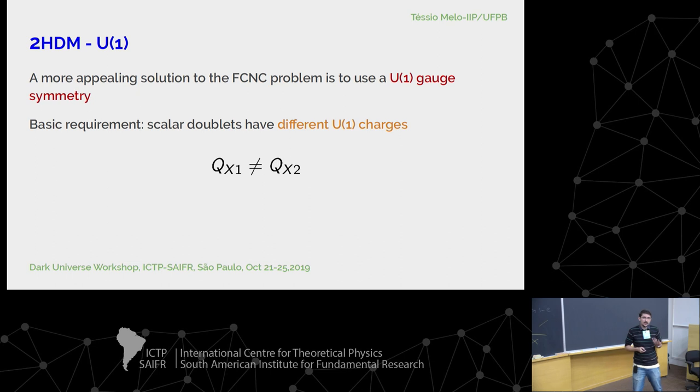So a more appealing way to avoid the flavor changing problem is by means of a gauge symmetry. By demanding that the doublets have different charges from each other under this new abelian symmetry, you can avoid flavor changing in a similar way you do with discrete symmetry. But this time you are free from any domain wall. And also with a gauge symmetry, we can do more things. We have an extra gauge boson, which we call Z prime. And we can take advantage of this to attack some more problems.